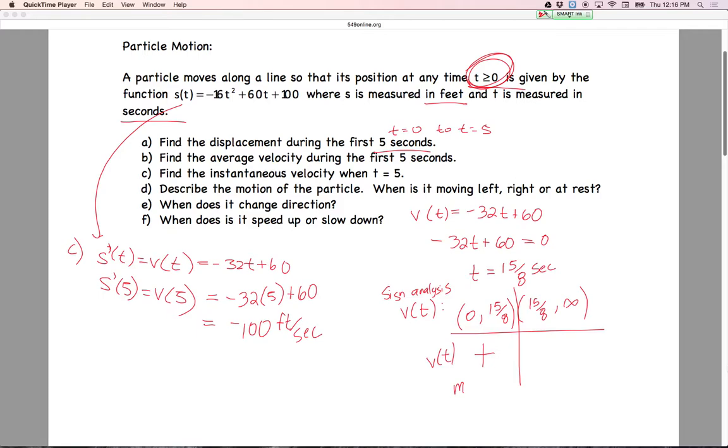Right. Positive slopes on the original graph means it's moving right. Moving away from the x-axis has to do with speeding up. All right, 15/8 to infinity, that's about 1.875, so let's test 3 or 4 or 5. Just test something big, like 10. Negative 32 times a really big number plus 60 is going to be negative.